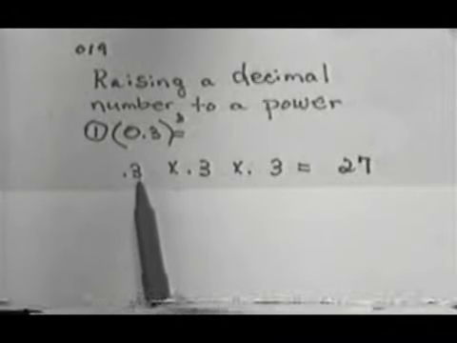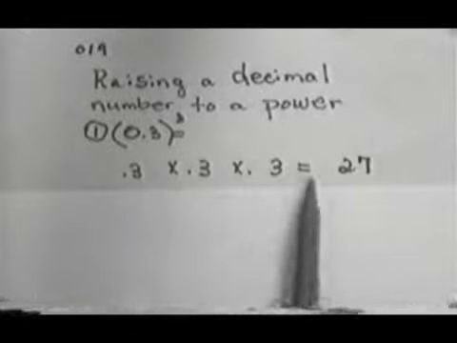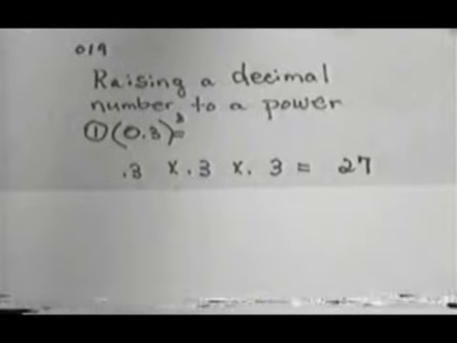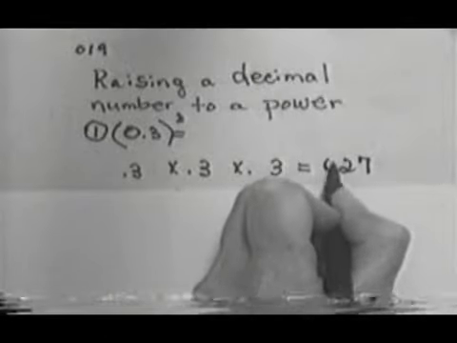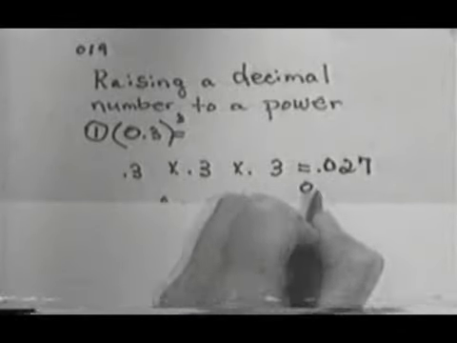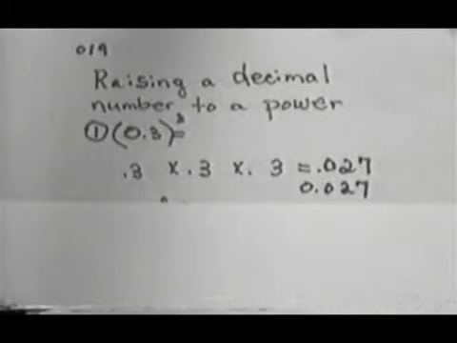So we get 27. Now we need to put our decimal in. This one has one place, and one place. So if you combine all those together, our answer should have 3 decimal places. So we'll count 1, 2, 3 and put our decimal point here. And our answer would be 27 thousandths. Now you might want to write it with the 0 in front to say that you don't have any whole numbers and you have 27 thousandths.